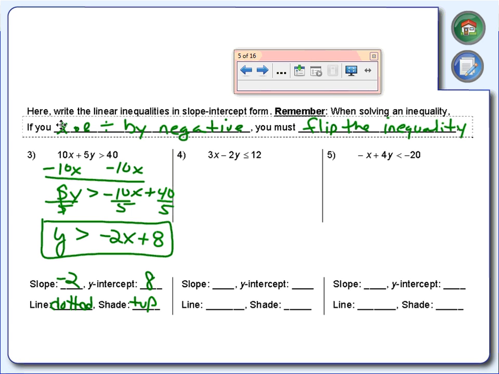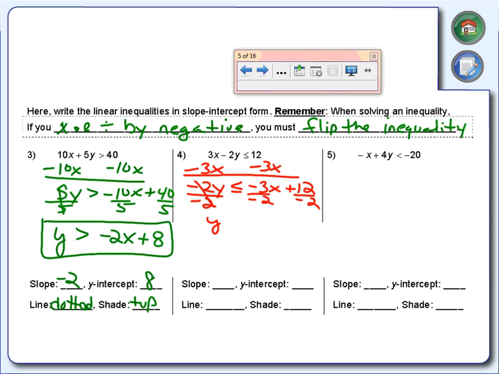All right, let's go to number 4. Same thing. We want the y by itself. So I'm going to start by subtracting 3x from both sides. So now I got -2y is less than or equal to -3x plus 12. Start by moving the x. Now we're ready to divide by -2.